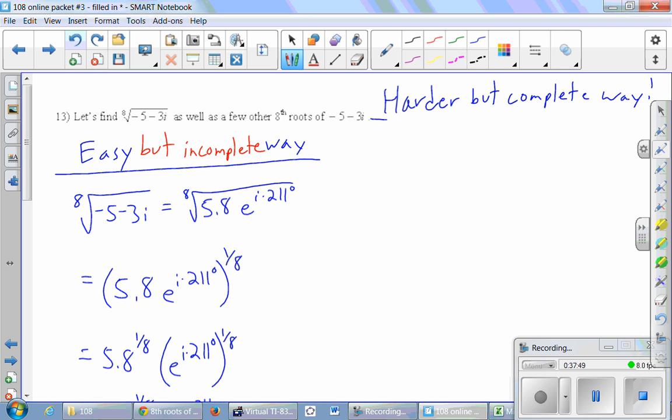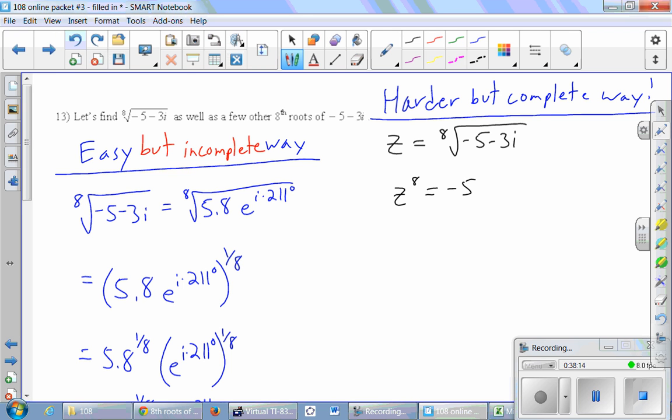So there's a little bit more work here, not that much more, but a little bit more. So let's try this way. We're going to give a name to this thing that we're trying to find. We're trying to find the eighth root of -5 minus 3i. I'm just going to call it z. Z is the standard letter for a complex number, just like x is your standard variable. I'm going to take the eighth power of both sides. So this really means that z to the eighth is -5 minus 3i. So we're looking to solve this equation.